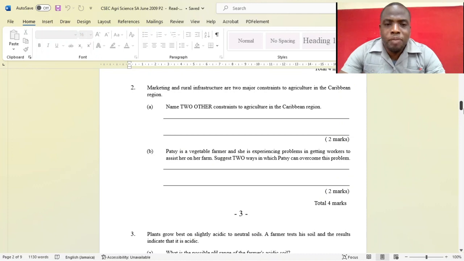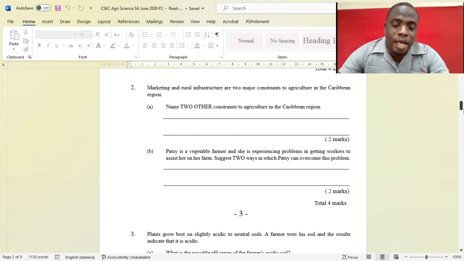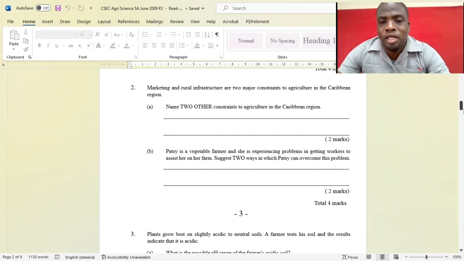Question two speaks to marketing and rural infrastructure as two major constraints. When we speak about constraints, we are talking about problems, challenges in agriculture in terms of the Caribbean region. It says name two other constraints to agriculture in the region. We know definitely praedial larceny, the stealing of produce and also animals from the farmer, is a very popular problem that we're having. Farmers are not the ones reaping their crops. They're not the ones obtaining the animals for slaughter. And so they're basically losing their income.